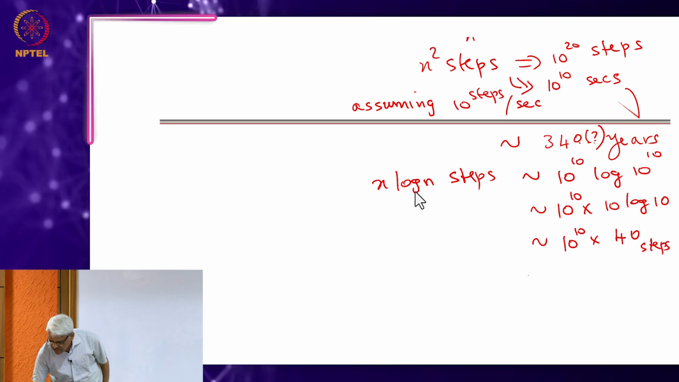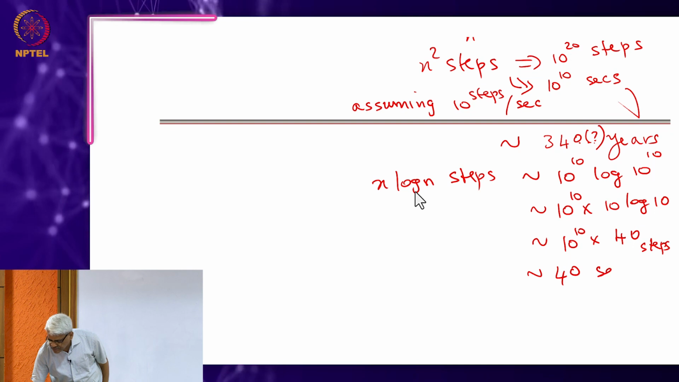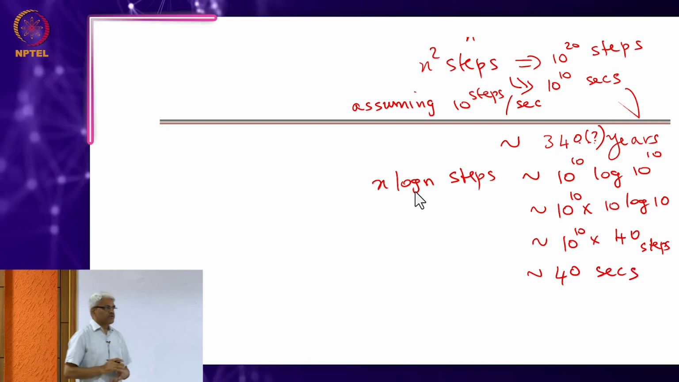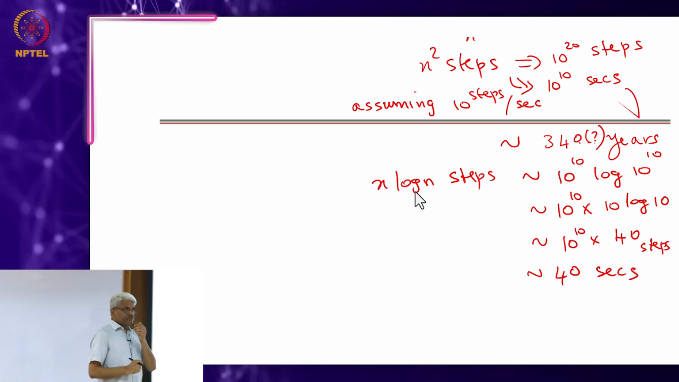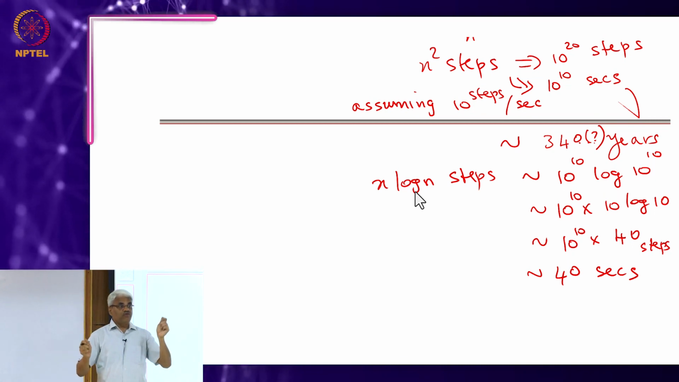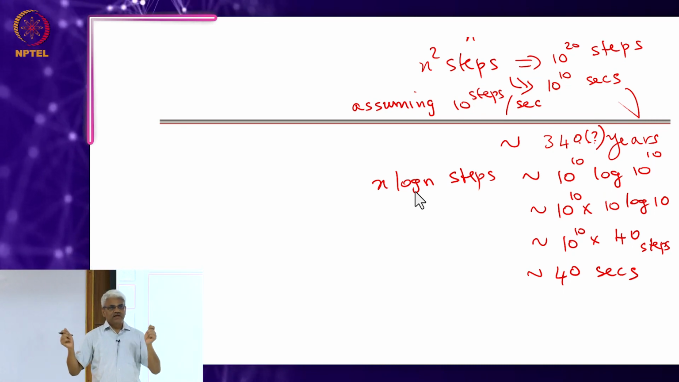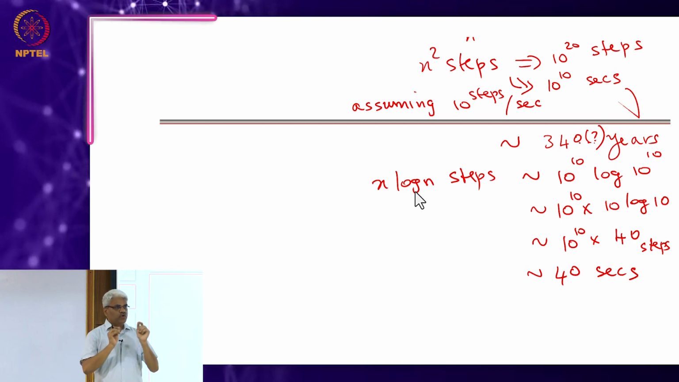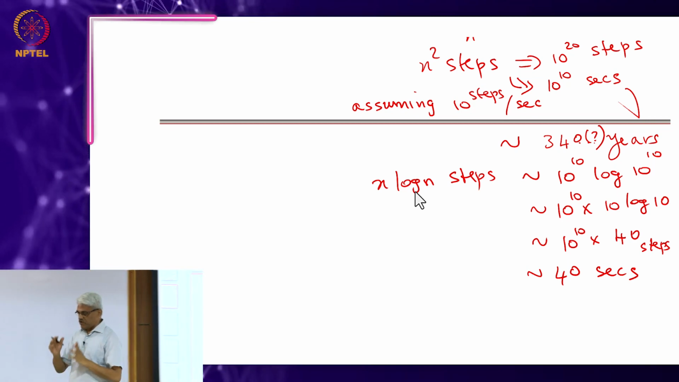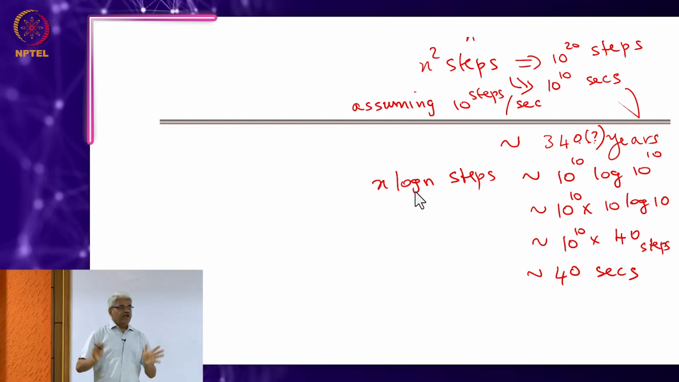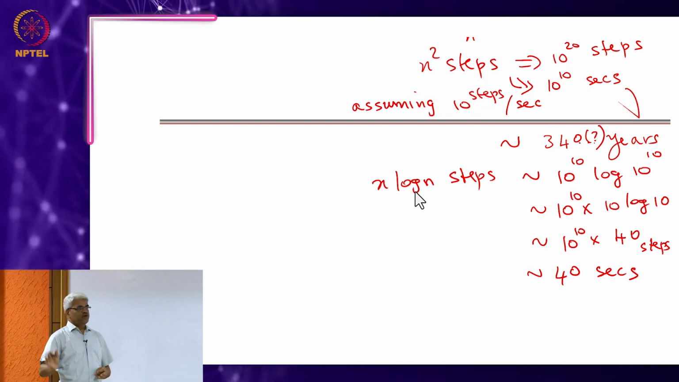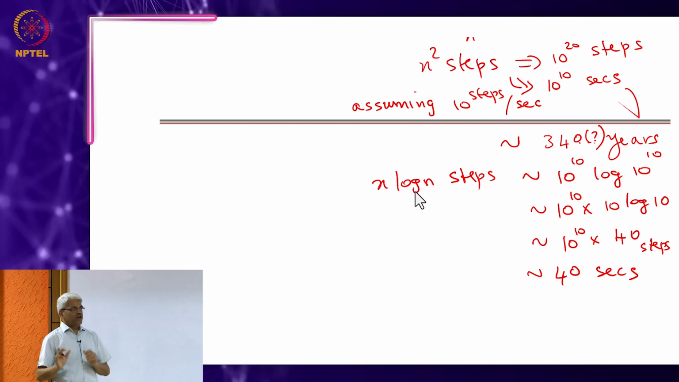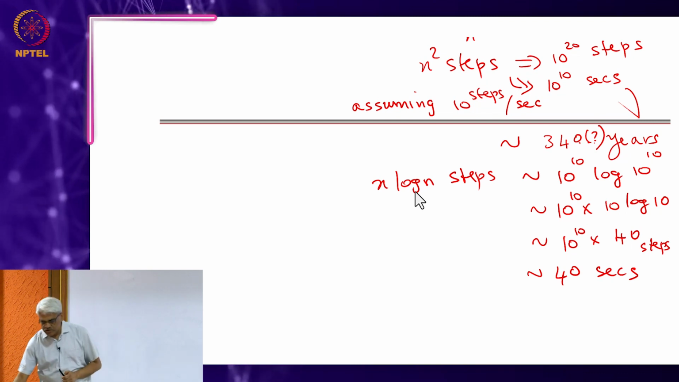In terms of seconds, this is 40 seconds. You just divide by 10 power 10. So there's a huge difference between 340 years and 40 seconds, between an n square algorithm and an n log n algorithm. So one complication in the big data world is that even n square is bad. So you really want to do things in n log n or linear time. Okay, so this is okay.